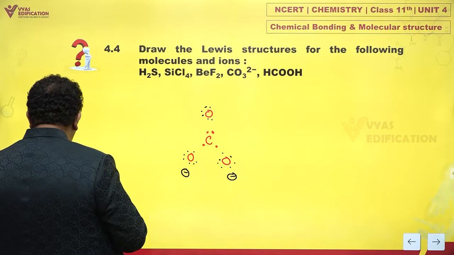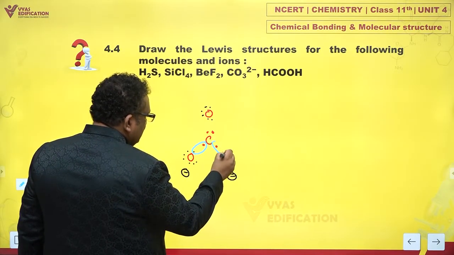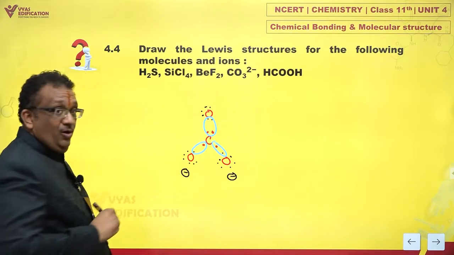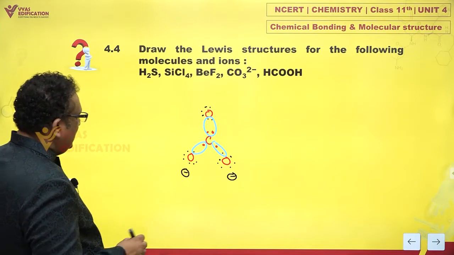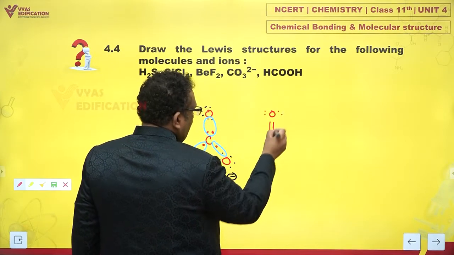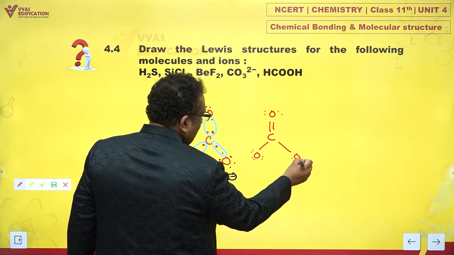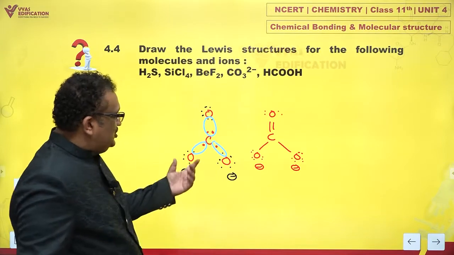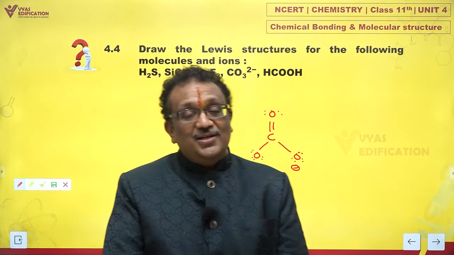And now they will start making bonds. If they share 1 electron like this, and if they share 2 electrons like this, what do you get? Well, you have the carbonate ion, and this is C double bond O, single bond O, single bond O, which have minus charge each. Lewis dot structure, Lewis dot dash structure. This is the Lewis structure of carbonate ion.